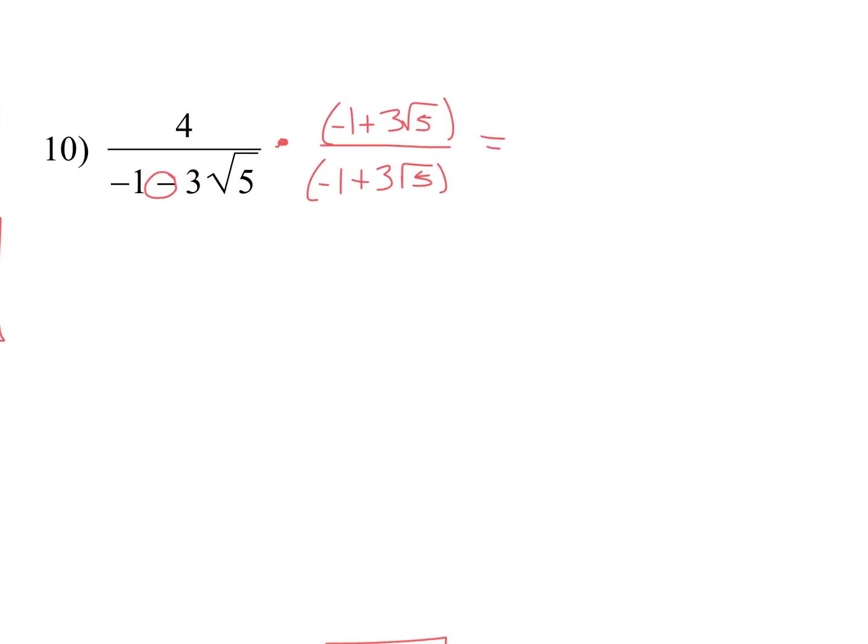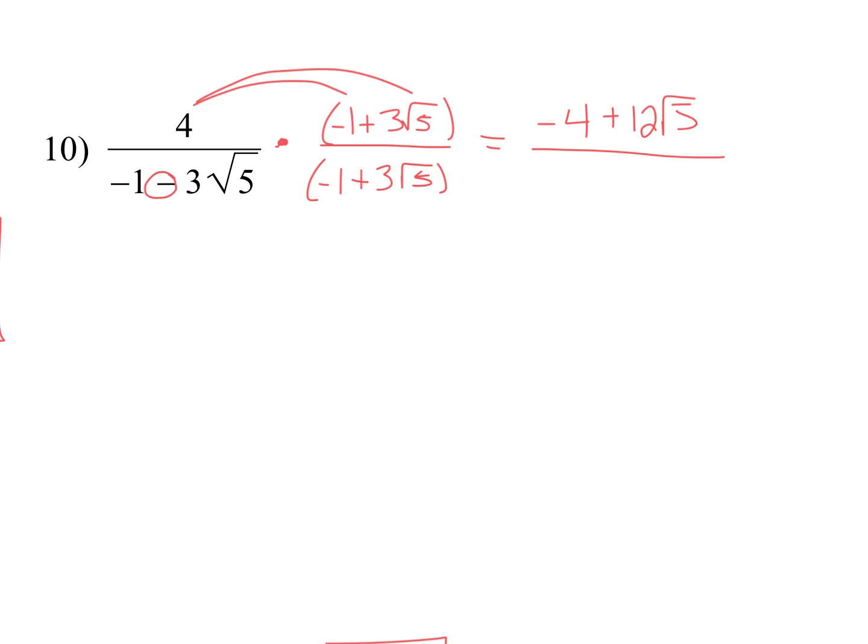So distribute on the top. If I distribute that 4, I have 4 times negative 1, negative 4, and I have 4 times 3 square root of 5, plus 12 square root of 5. Yep. Now on the bottom, again, what's going to happen on the bottom?